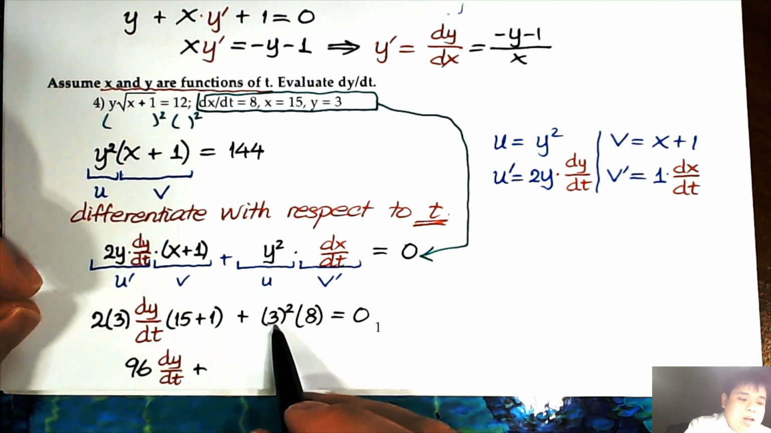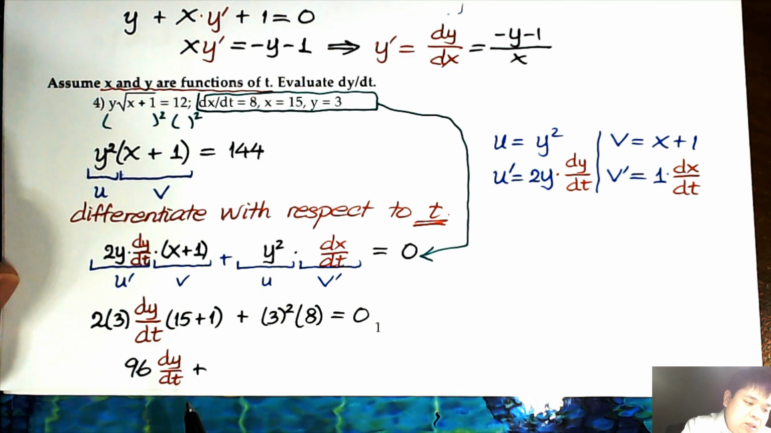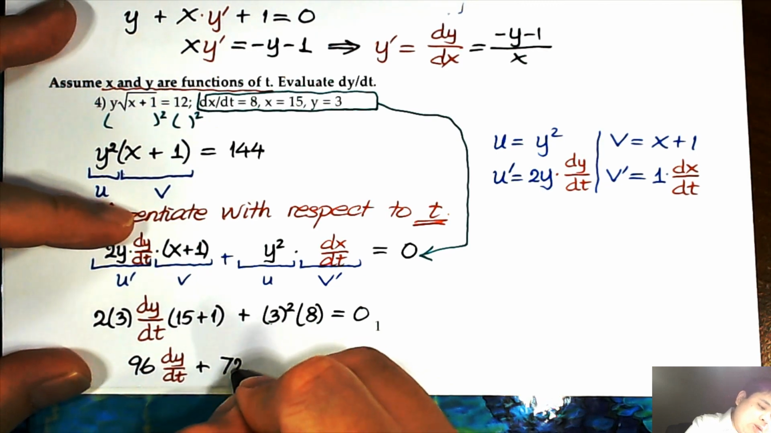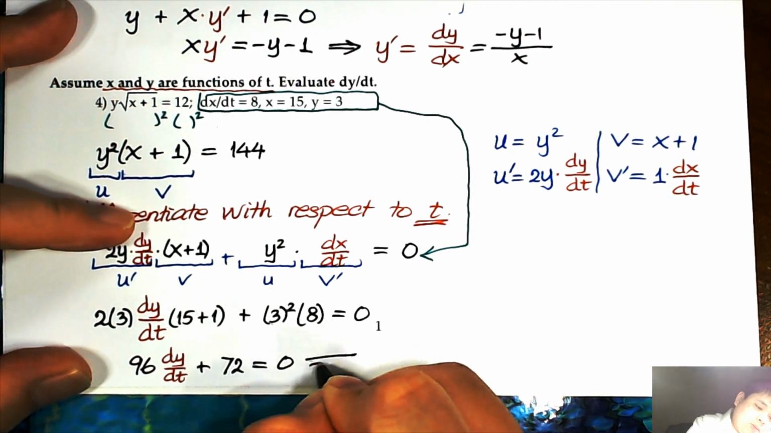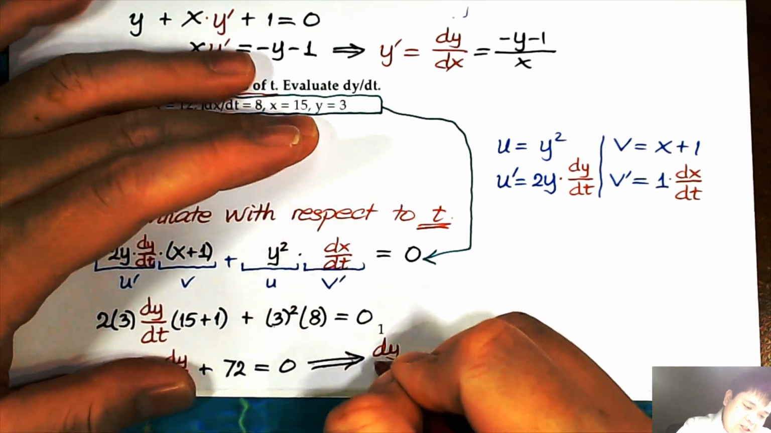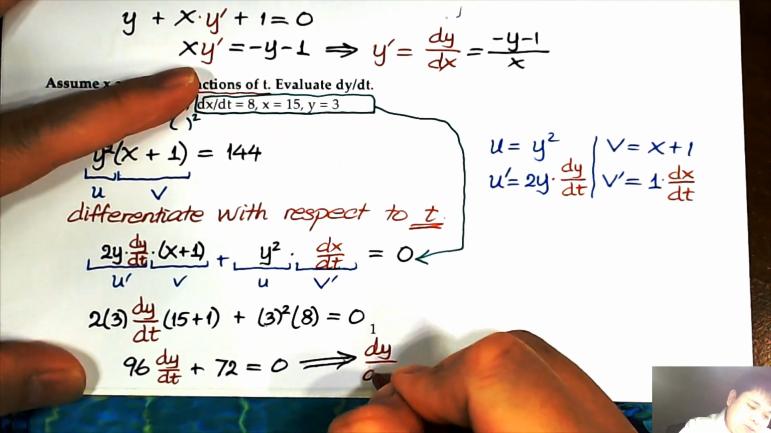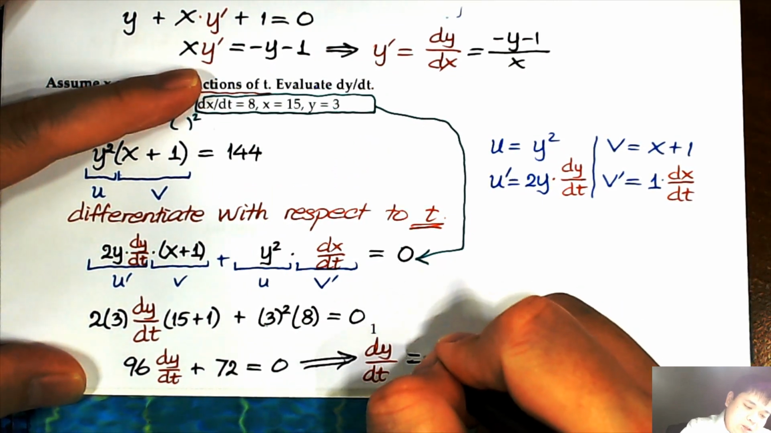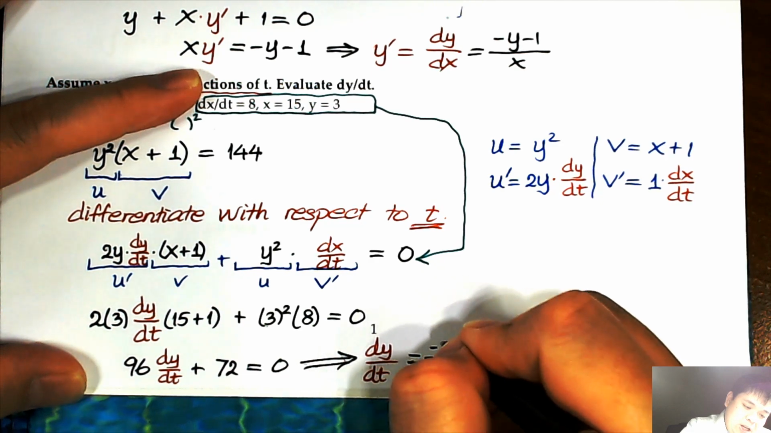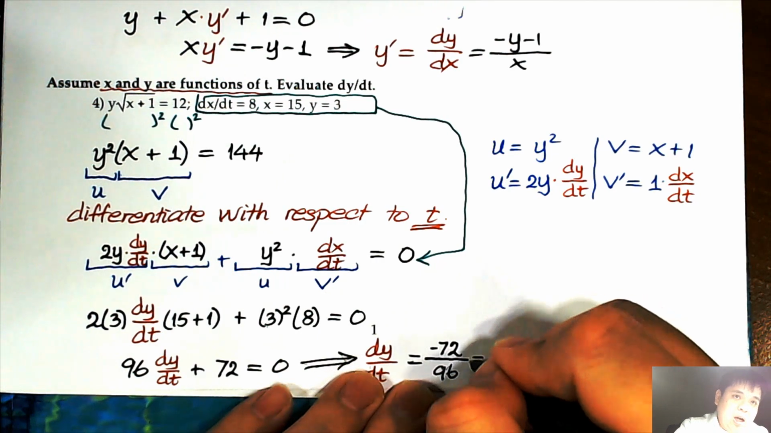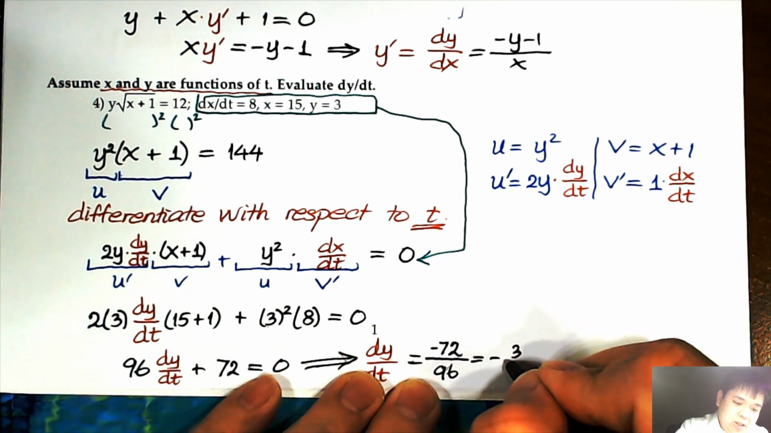And 3 squared, that will be 72. And so for dy over dt, we have negative 72 over 96, which is negative 3 over 4.